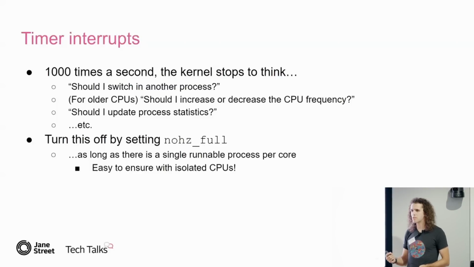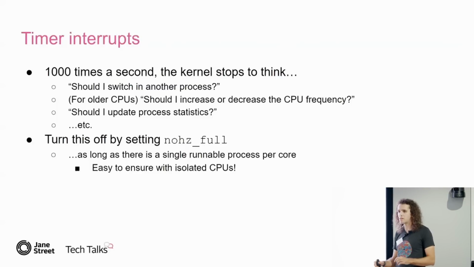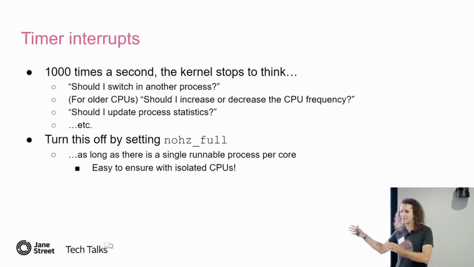It's also a chance for the kernel to decide to update process statistics. If you run htop or top and you see how many pages of memory it's using or how much time it's been running, that's all updated in the timer interrupt. But we can also just turn it off with this parameter called nohz_full. This is a theme in this talk.